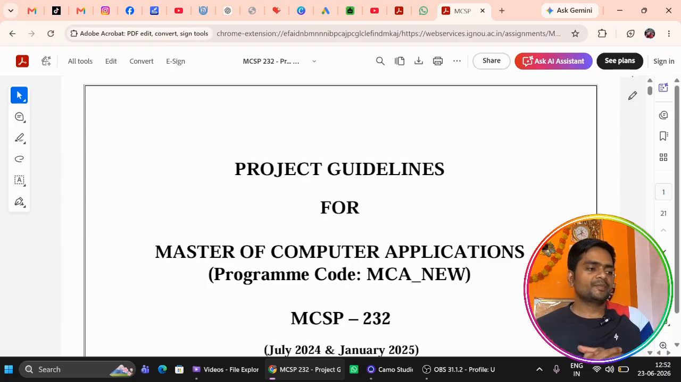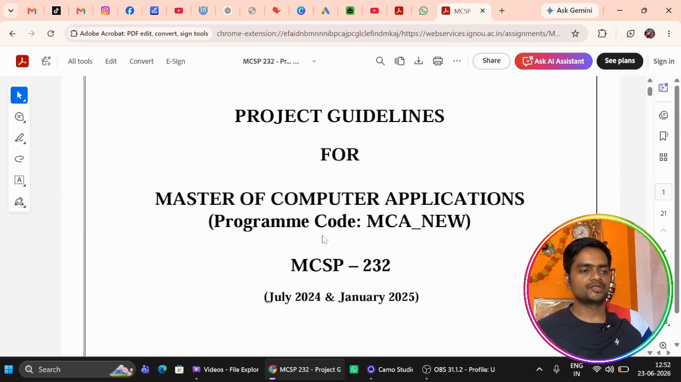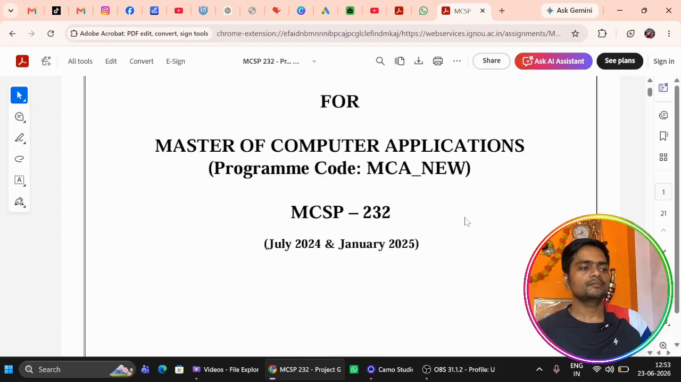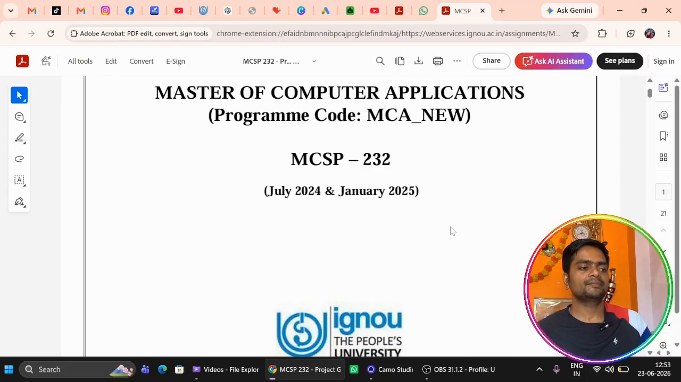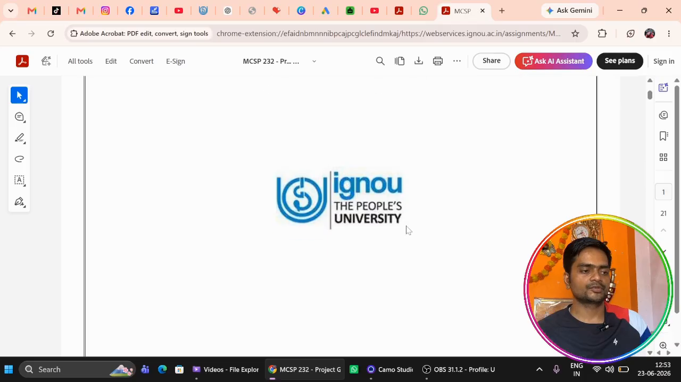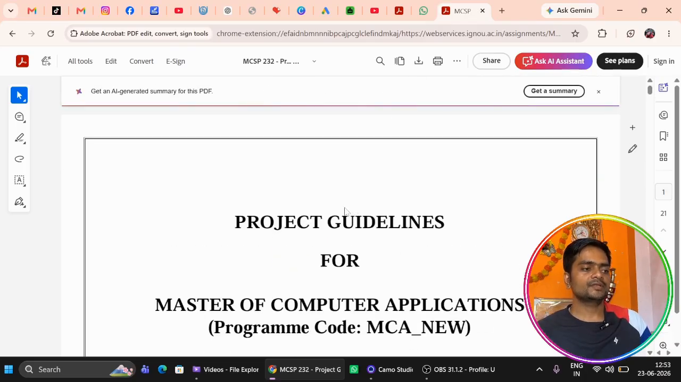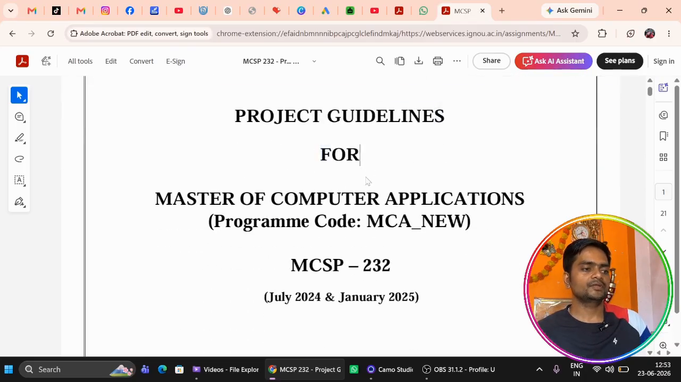So our today's topic is MCSP-232 project report, which comes under Masters of Computer Application. If you are enrolled in the Masters of Computer Application program in Indira Gandhi National Open University, then you have to submit the MCSP-232 project report. Okay, so on your screen you can see this is the project guideline of the university.